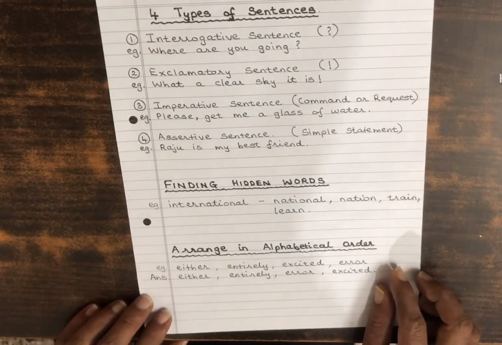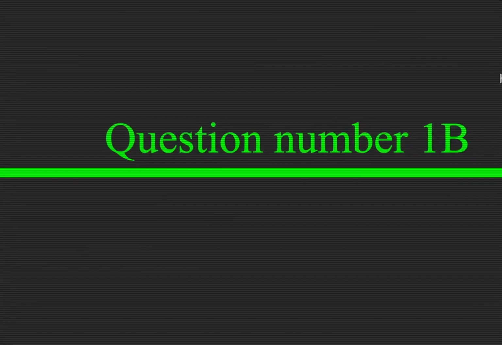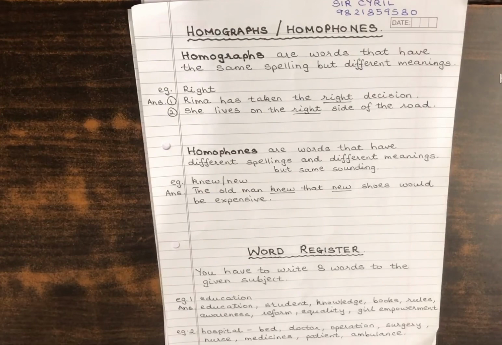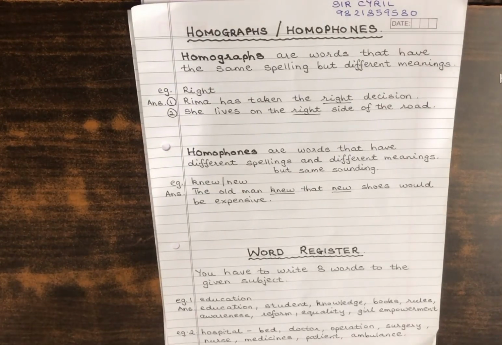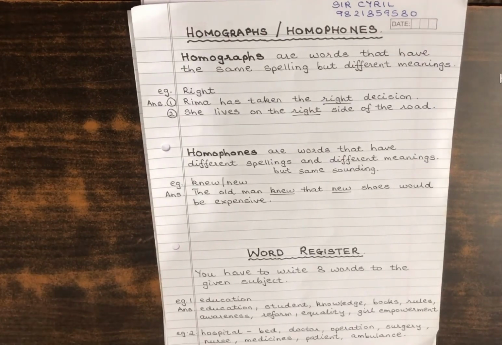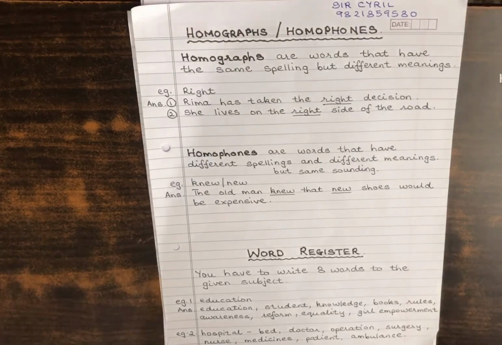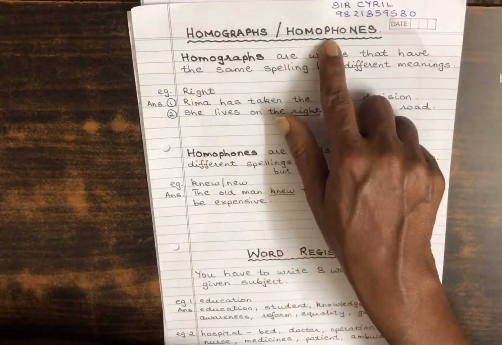So this was 1A. Now I will start with 1B. Okay, now after 1A, let's start with 1B. 1A was simple grammar, 1B is medium grammar. That carries 4 marks. There will be 3 sentences you have to do. The first one is homograph and homophone.